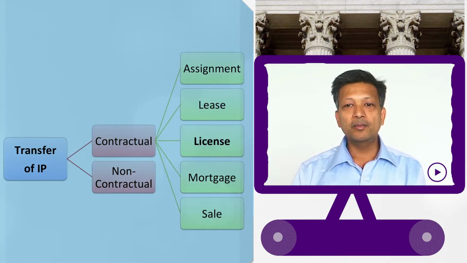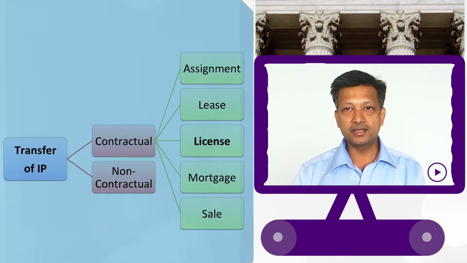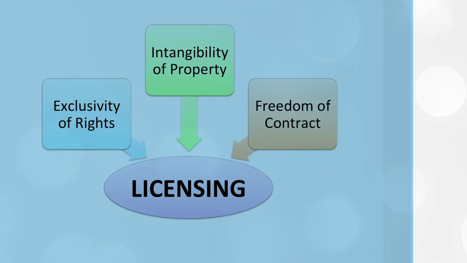Now, the most important types of contractual transfer of intellectual property are assignments and licenses. So, licensing activity gets impetus from three fundamental aspects of law.